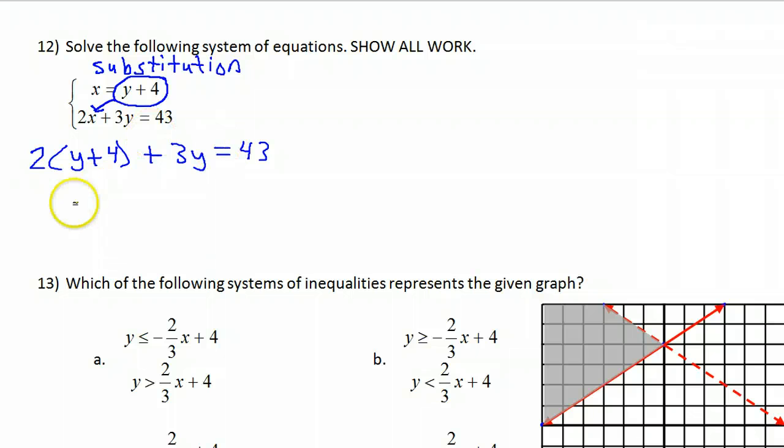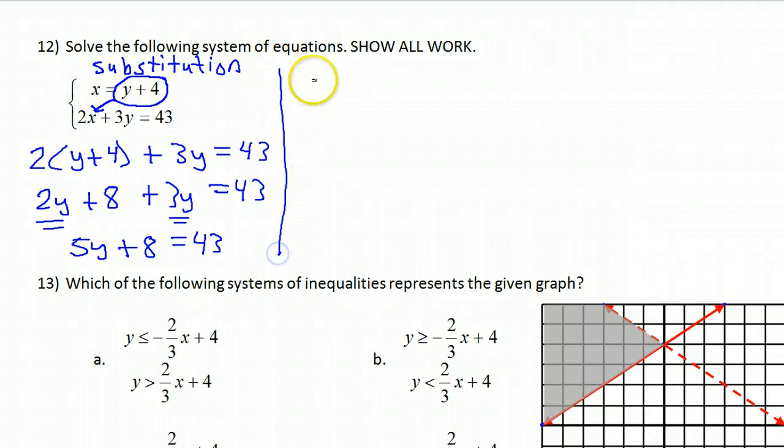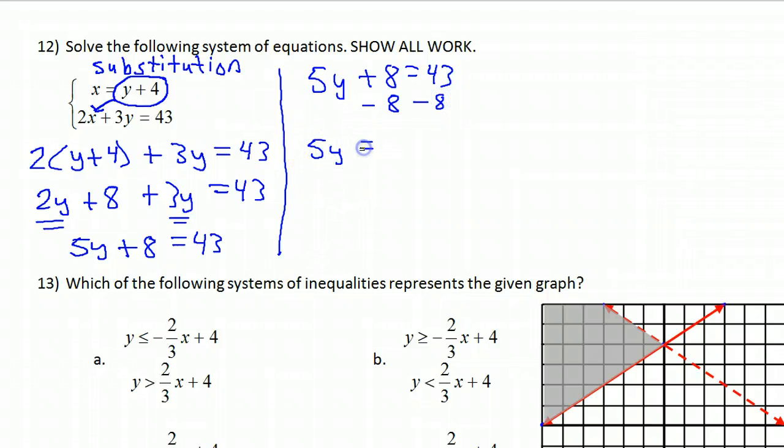A little distributive property is going to give me 2y plus 8 plus 3y is equal to 43. Combine your like terms and I will have 5y plus 8 is equal to 43. I'm going to bring this back up to the top. So I've got 5y plus 8 equals 43. I could subtract 8 from both sides, so that'll give me 5y is equal to 35.